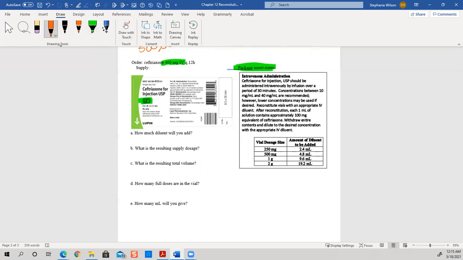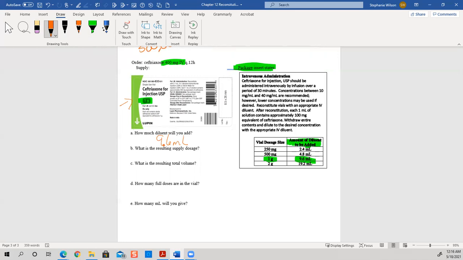Now, part A says, how much diluent will you need? Well, this container here is 1 gram. So I'm going to come over here to my chart, my insert, and look, it says the vial dosage size. We have a 1 gram, and that means the amount diluent to add is 9.6 milliliters. And make sure our decimals look like decimals. There we go.